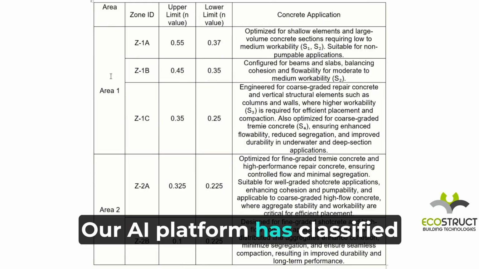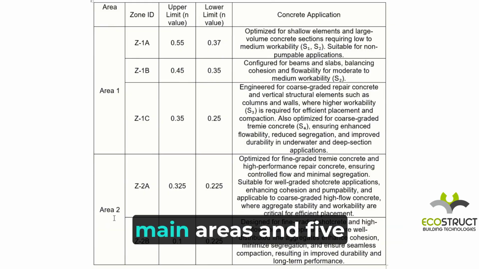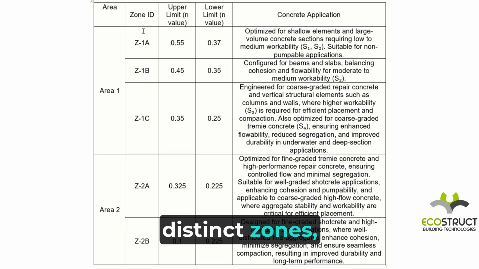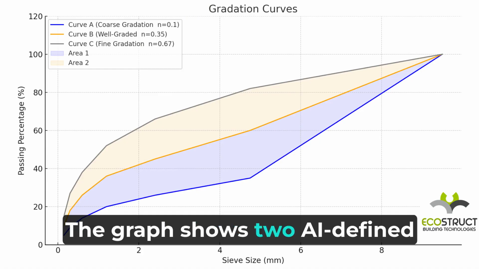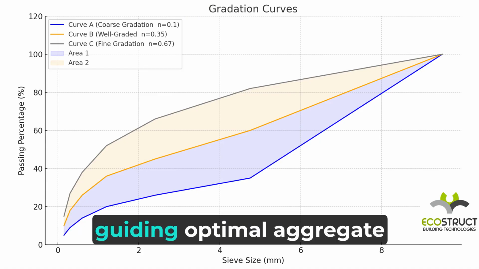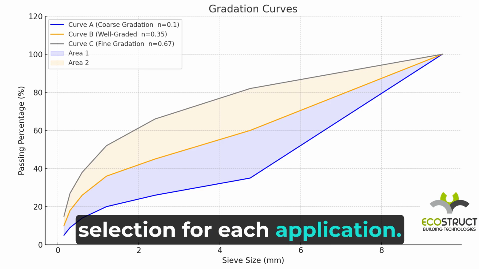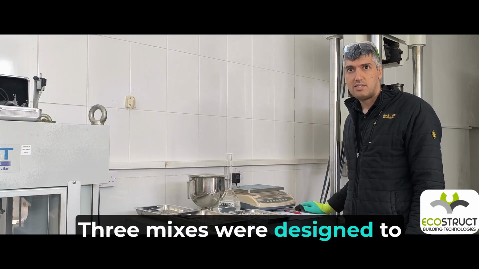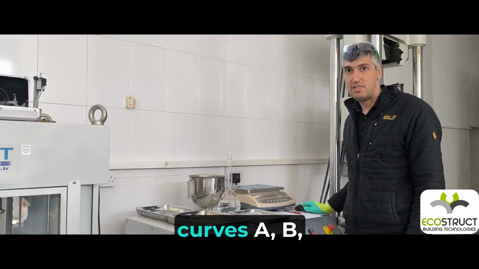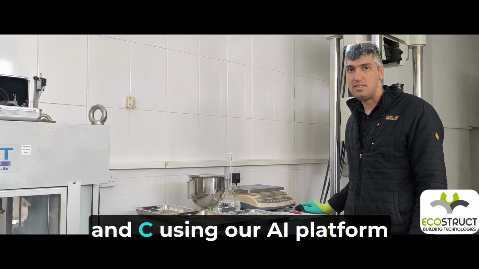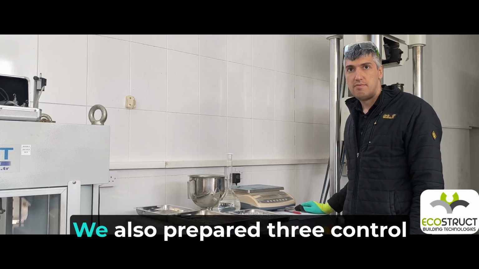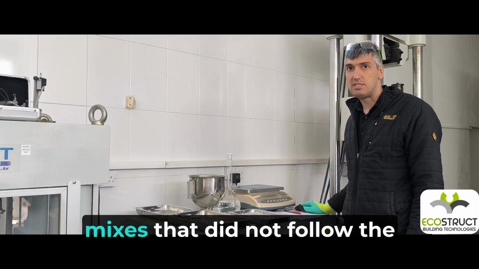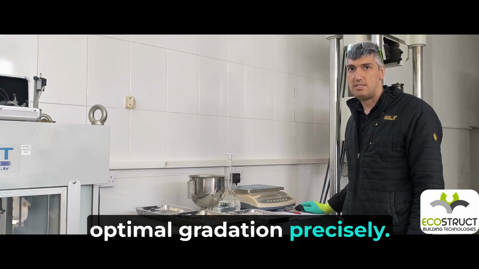Our AI platform has classified aggregate gradation into 2 main areas and 5 distinct zones, each tailored for specific concrete applications. The graph shows 2 AI-defined gradation areas, guiding optimal aggregate selection for each application. 3 mixes were designed to follow the optimal gradation curves A, B, and C using our AI platform. In parallel, we also prepared 3 control mixes that did not follow the optimal gradation precisely.